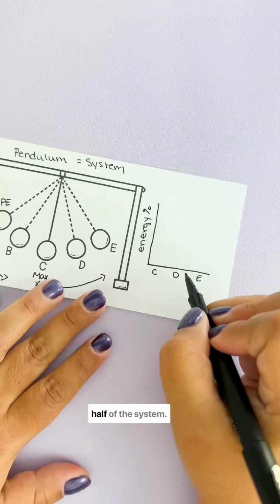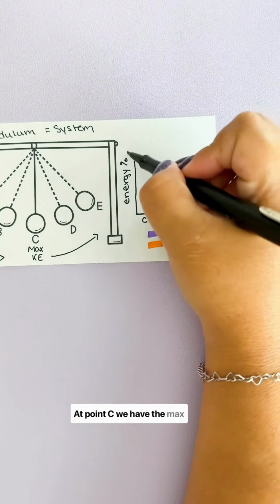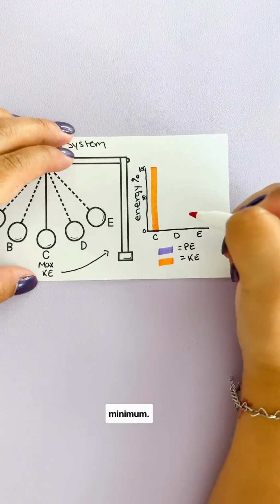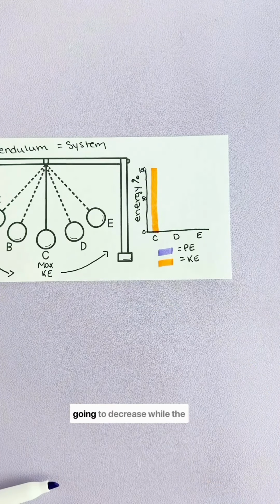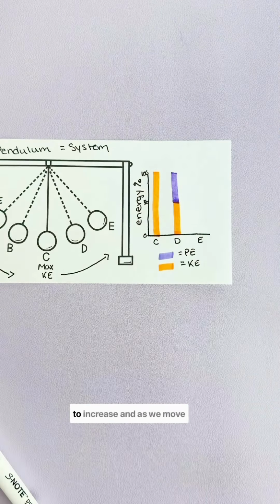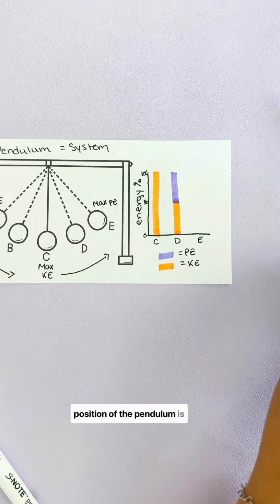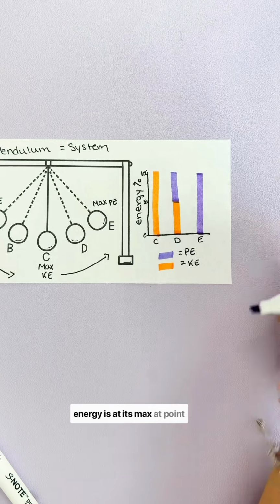Okay, let's look at the second half of the system. This time we're going to put it into a graph. At point C, we have the max kinetic energy, which means potential energy is at the minimum. As the pendulum swings from C to D, that kinetic energy is going to decrease while the gravitational potential energy is going to increase. And as we move from point D to E, the position of the pendulum is increasing, therefore the gravitational potential energy is at its max at point E.